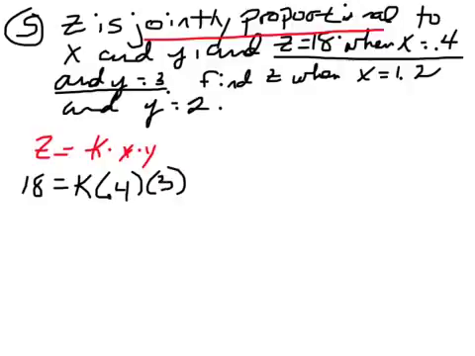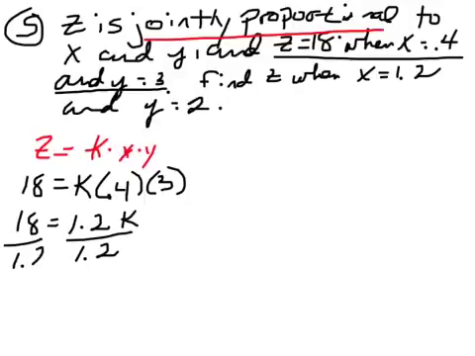Okay, so it's 0.4 times 3, which would be 1.2 times k. So if we can find k now, we can divide both sides by 1.2. And we're going to get 18 divided by 1.2. Calculator, I'm coming up with 15. So my real equation is z equals 15 times x times y.